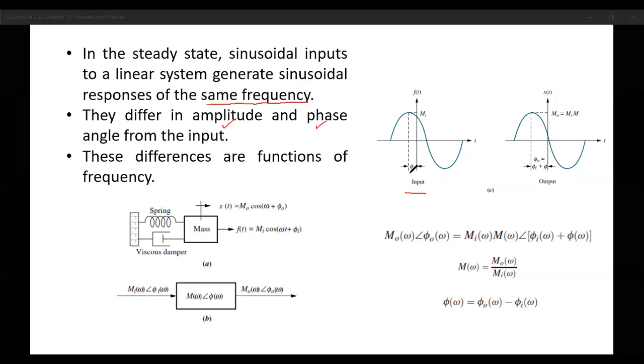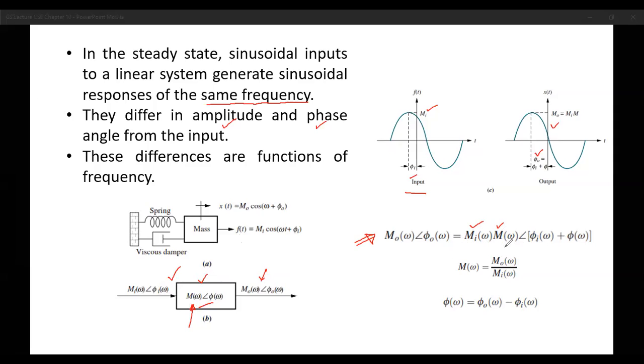Which is clearly seen from here. If this is your input and you have a magnitude of Mi and a phase of phi i, then the output magnitude will be M0 and the output phase is phi 0. Our system, which is giving the system transfer function, will give you M(omega) and phi(omega). This is the behavior of the system. If you multiply the input with the system transfer function, both represented as phasors, then you're going to get this one. This is what is shown here. As you know, the magnitudes will be multiplied together, and the angles will be added.